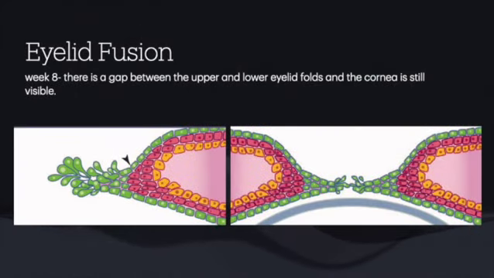At the beginning of week 8, there is a gap between the upper and lower eyelid, and even the cornea is still visible. The process of eyelid fusion will start at around week 8. The flattened peridermal cells you are seeing in the first picture will undergo a morphogenetic and a proliferative change and become rounded or cuboidal periderm cells. Now these peridermal cells will advance and proliferate and try to make contact with the advancing edge of the opposing lid peridermal cells, and finally a connection will be established.